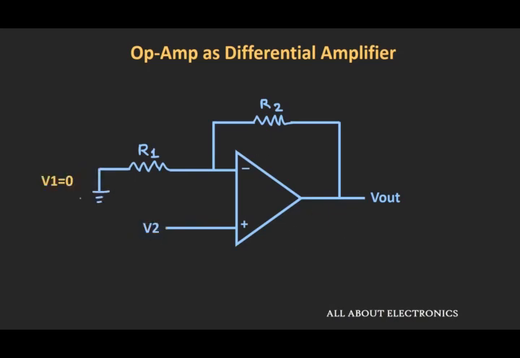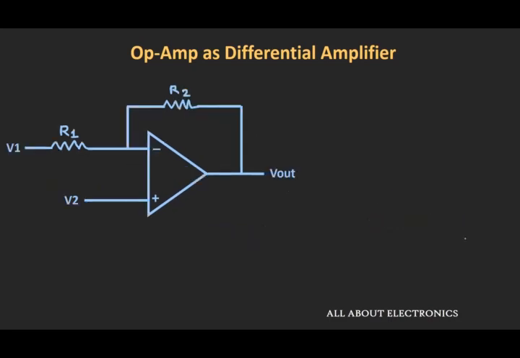Similarly, let us say voltage V1 is 0 and voltage V2 is acting alone. In that case, our output voltage, let's say VO2, will be equal to 1 plus R2 divided by R1 times the voltage source V2. So now if we consider the voltage sources V1 and V2 acting simultaneously, then our output voltage V out will be equal to VO1 plus VO2, that is equal to minus R2 divided by R1 times V1 plus 1 plus R2 divided by R1 times V2.